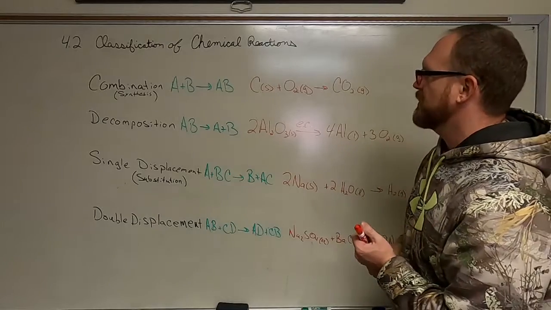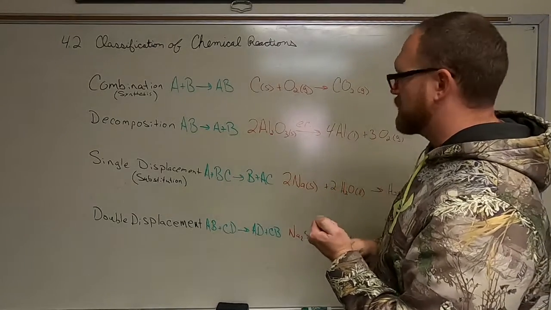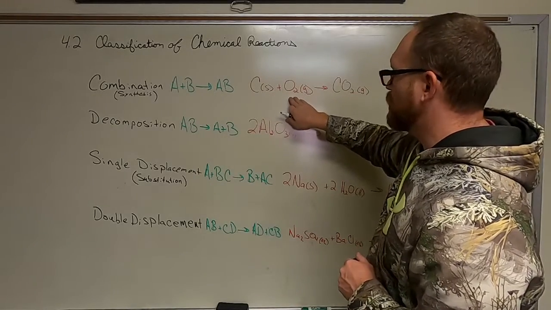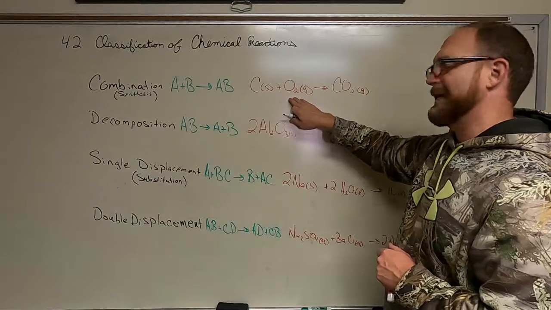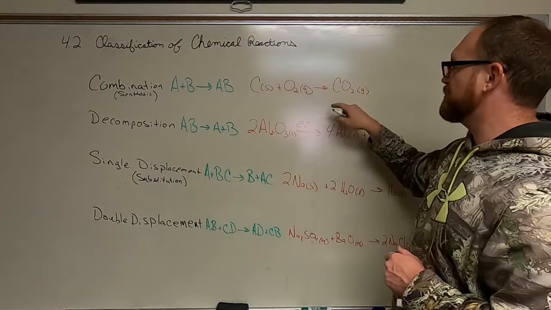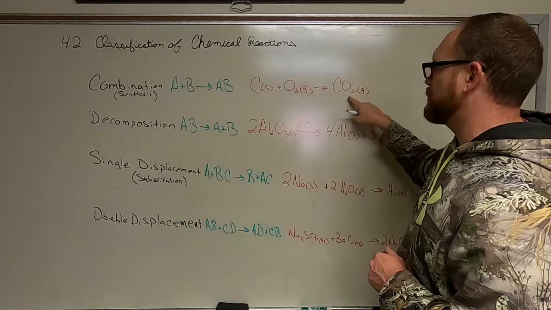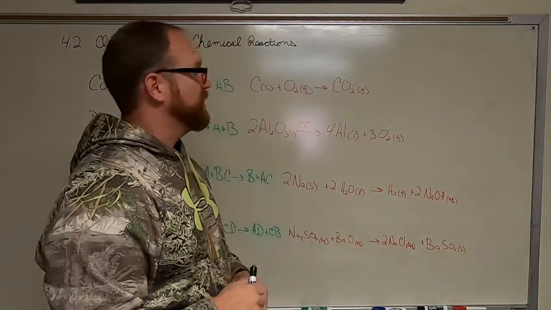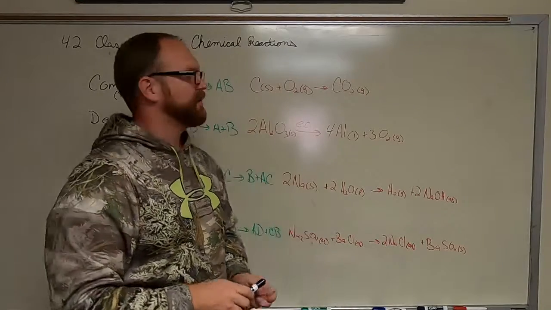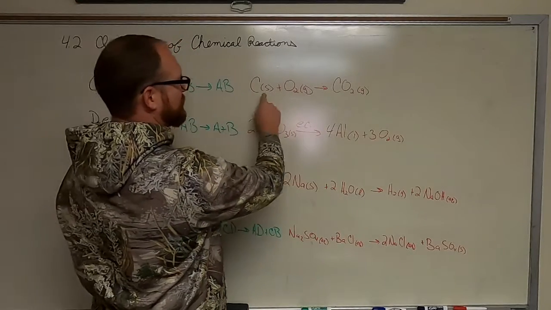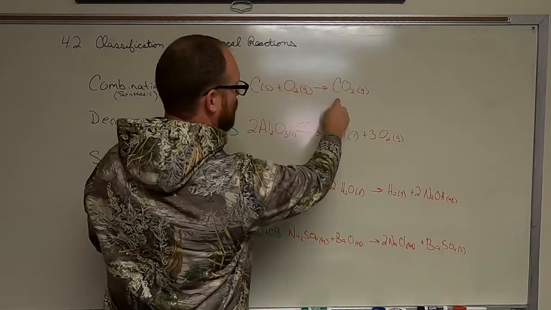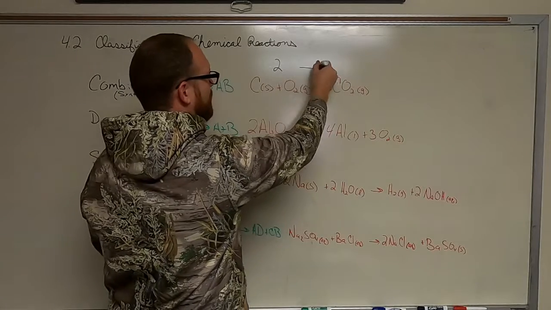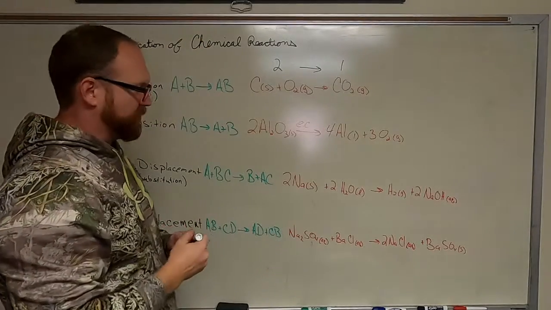And our example of that is going to be solid carbon plus gaseous O2. Remember, O2 is a diatomic element. We talked about that. And it's going to produce gaseous CO2. So if you put solid carbon and gaseous oxygen together, it'll produce carbon dioxide. So what we have is two different reactants coming together to form one product, or two or more coming together to form that one product.